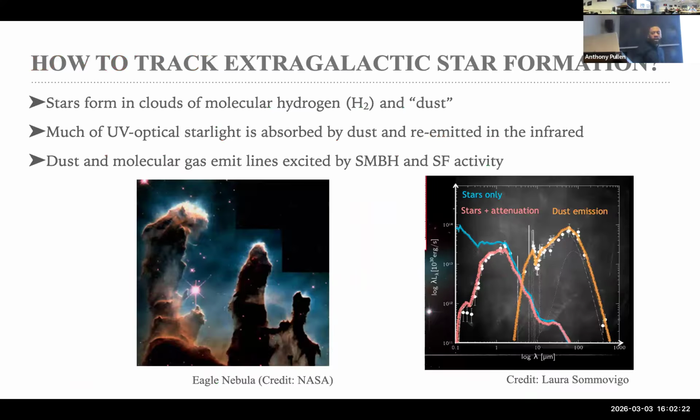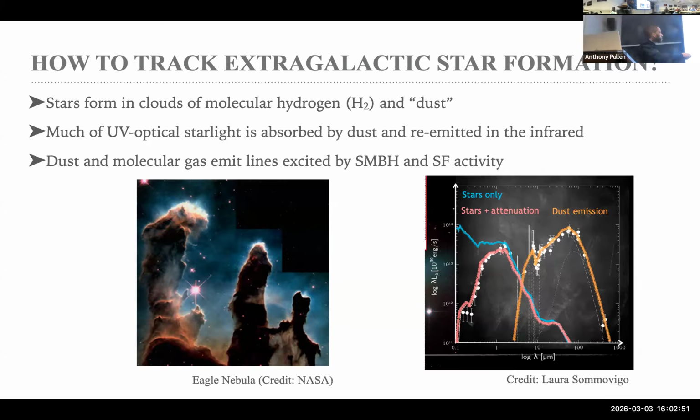Okay, so how do we track the extragalactic star formation? So stars form in clouds of molecular hydrogen and dust. It's the dust that allows the regions of molecular hydrogen to cool in order for gas to condense to form stars. Much of the UV optical starlight that is produced by stars, though, is actually absorbed by the dust itself. And so, this energy is then re-emitted in the infrared.